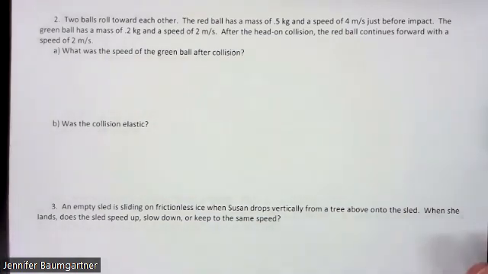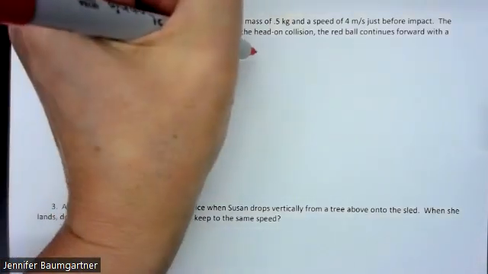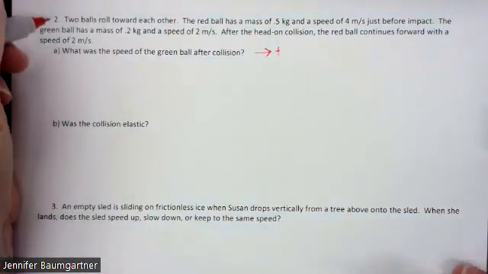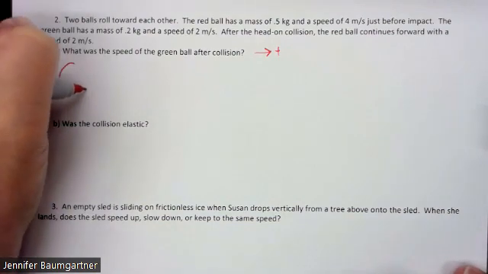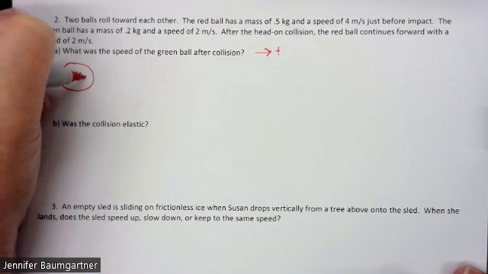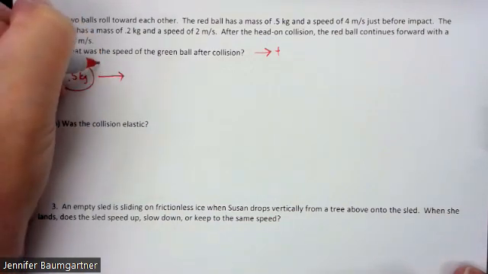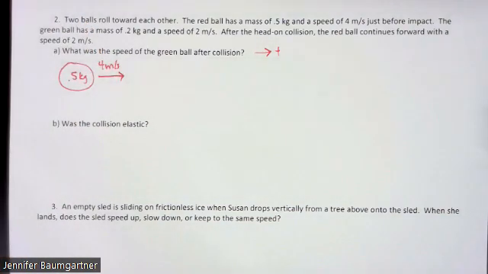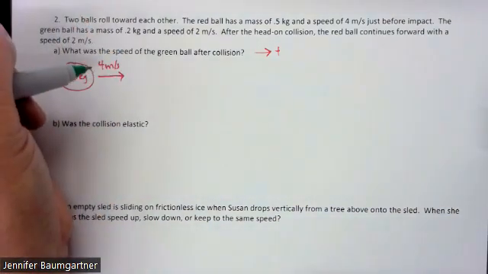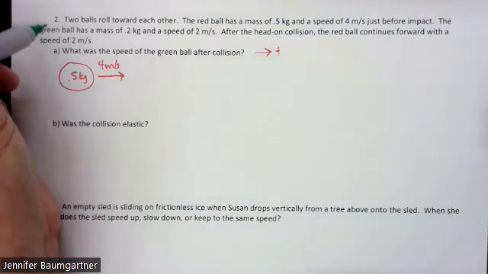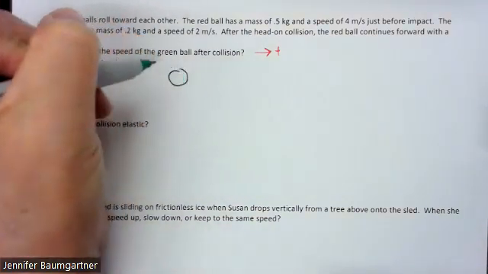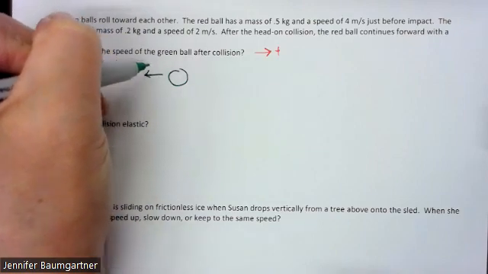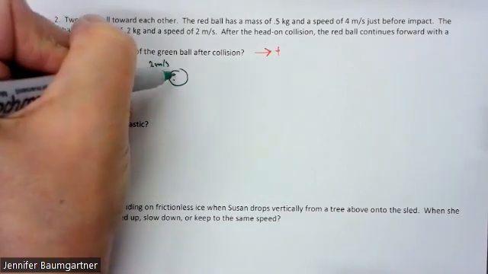Okay, so we have the red ball and it's bigger. Let's make to the right positive. Let's assume that our red ball, which is 0.5 kilograms, is going this way with a speed of 4 meters per second. And then I have a green ball here. If it's a head-on collision, the green ball has to be traveling in this direction, and this has got 2 meters per second, 0.2 kilograms.